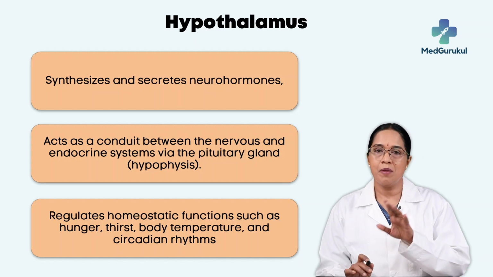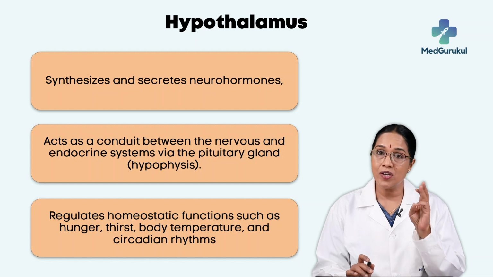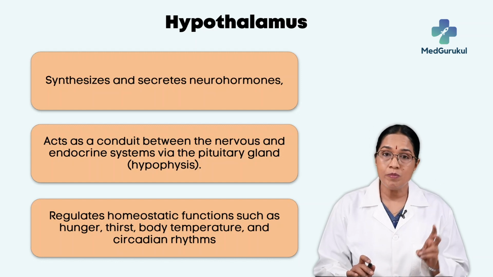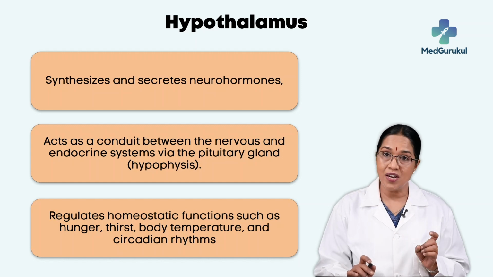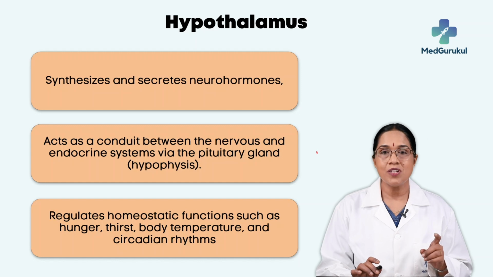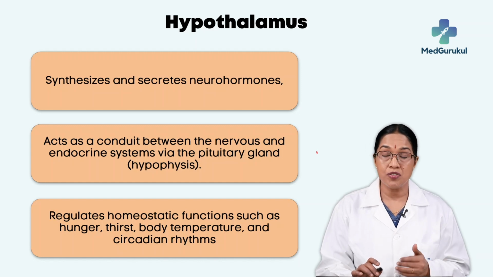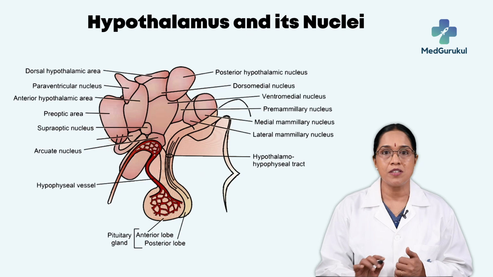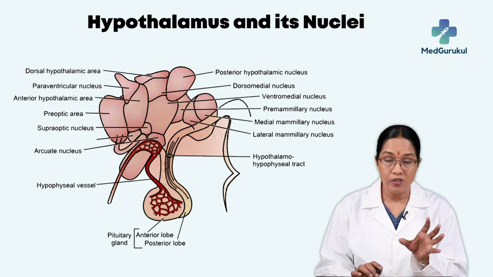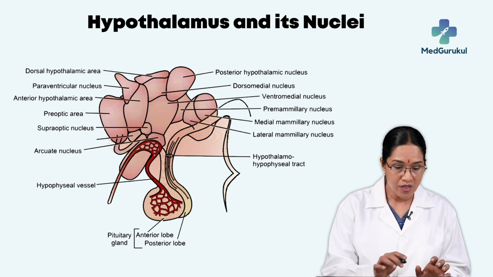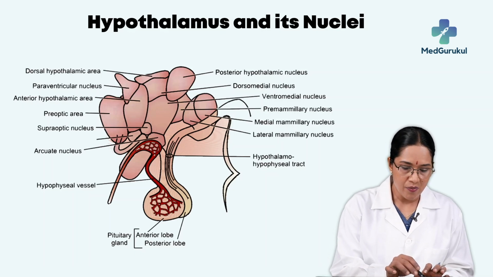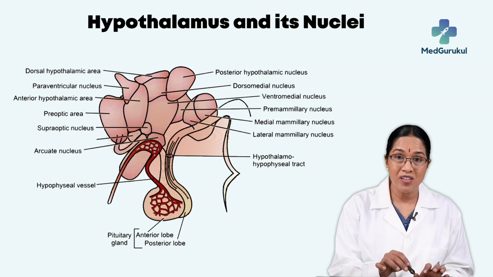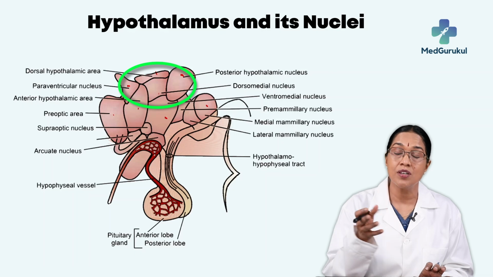So, here we talk about the hypothalamus synthesizing and secreting different neurohormones. It acts as a conduit between the endocrine system and the nervous system through the hypophysis or the pituitary gland. It regulates different homeostatic functions like hunger, thirst, body temperature, circadian rhythms. In this picture you can see the hypothalamus drawn big, with the posterior hypothalamic nuclei, the dorsal nuclei, the anterior hypothalamic nuclei. The hypothalamus is a collection of nuclei where each nucleus is doing different functions.